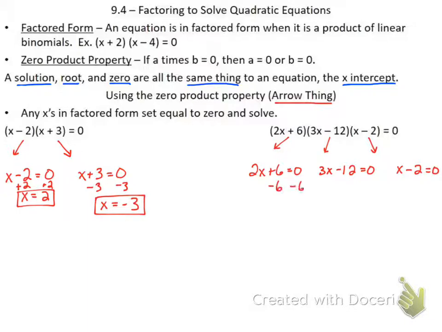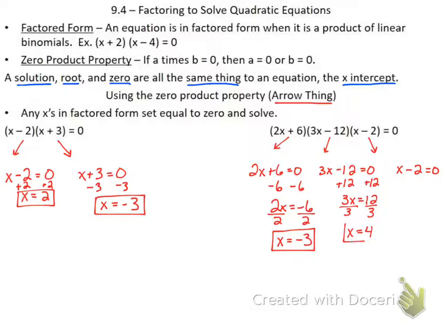I can subtract the 6, 2x is equal to negative 6, and then divide by 2 to get x is equal to negative 3. I can add the 12 to the other side, get 3x is equal to 12, divide by 3, get x is equal to 4. And then the last one, I can add the 2 to the other side and get x is equal to 2. Again, just setting each parenthesis that has an x equal to 0 and then solving.